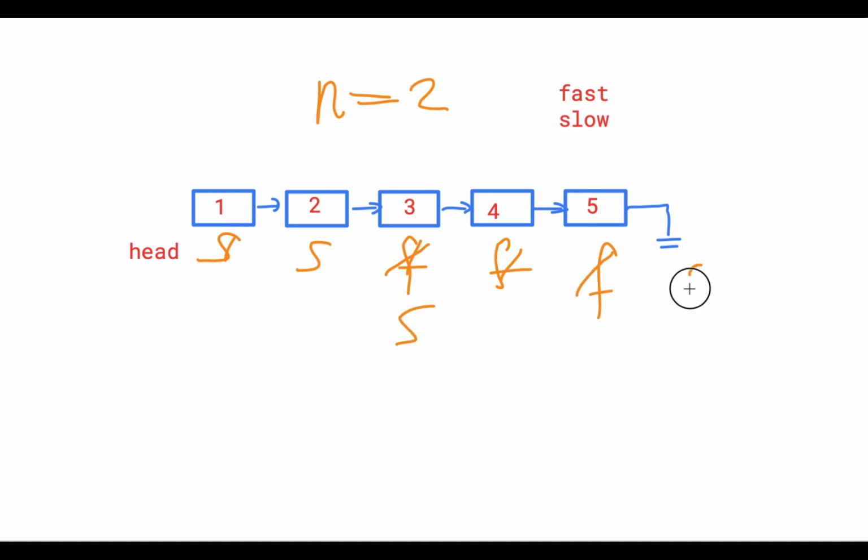If fast reaches the end, slow will be here, and slow's next will be the node that we want to delete. And here we update the next pointer and free the memory.